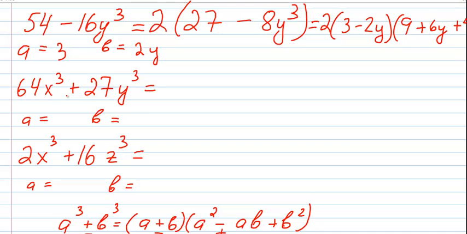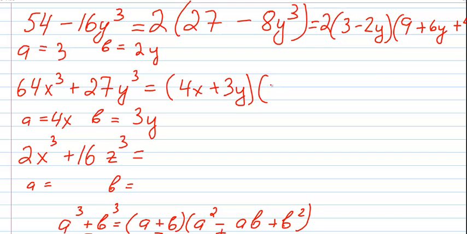Let's look at our second example. 2 terms, the sum here, and both terms are perfect cubes. So we can identify our a, which is 4x, since 4x cubed produces 64x cubed, and our b is 3y, because 3y cubed produces 27y cubed, and this is plus, the sum. So we have a plus b in the first parenthesis, 4x plus 3y.